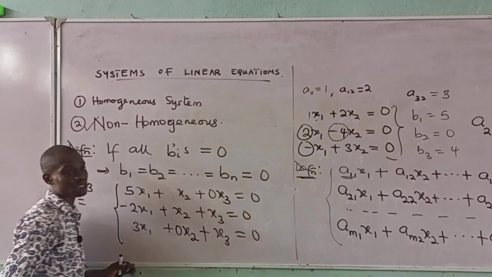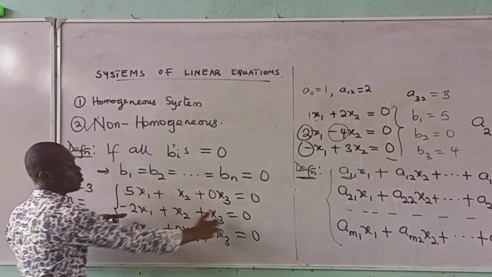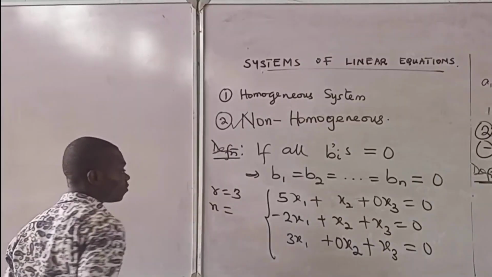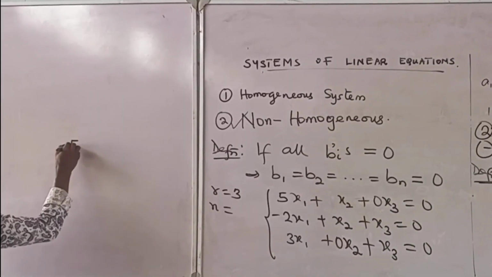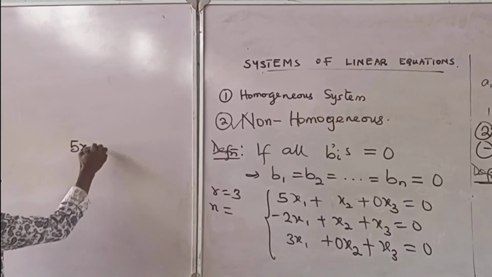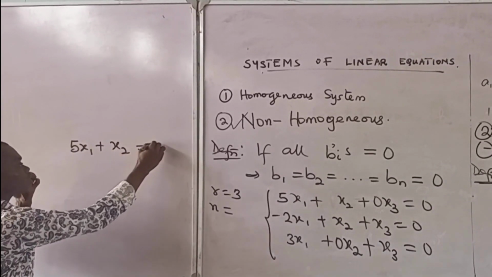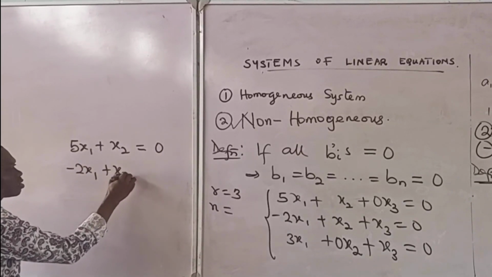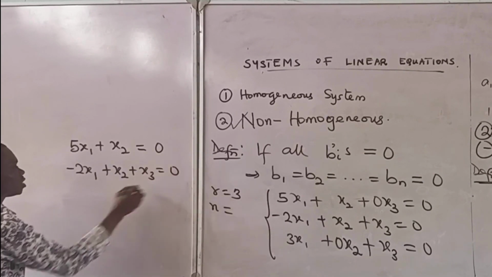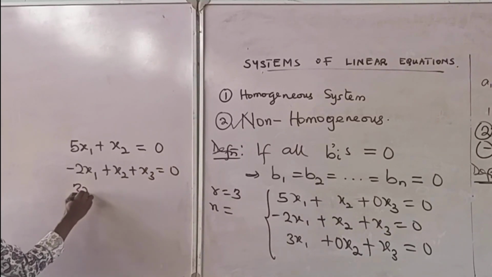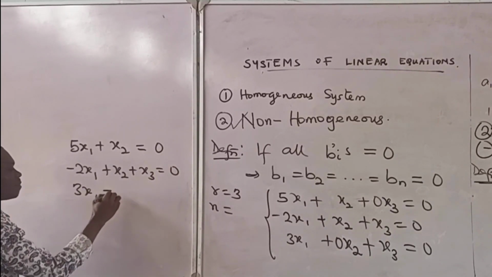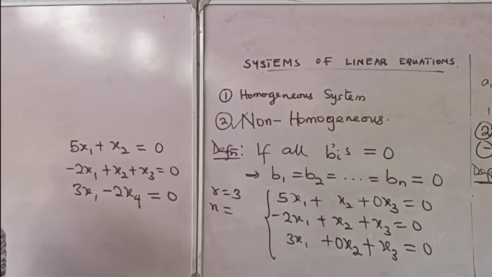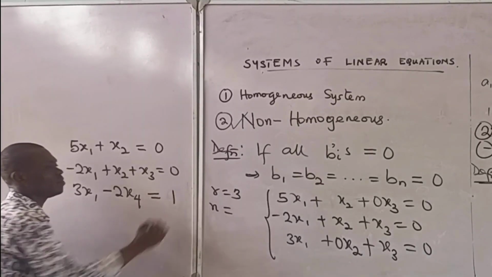The highest subscript tells you. It may not necessarily be the one that has the highest number of variables, because it's possible to have something of this nature. Look at this. Let me use that same example. 5x1 plus x2 equal to 0, and the second one is minus 2x1 plus x2 plus x3 equal to 0. And let's say the third one is 3x1 minus 2x4 is equal to, let me even put a number here, maybe 1.